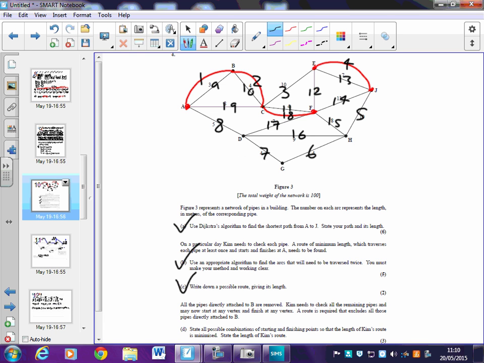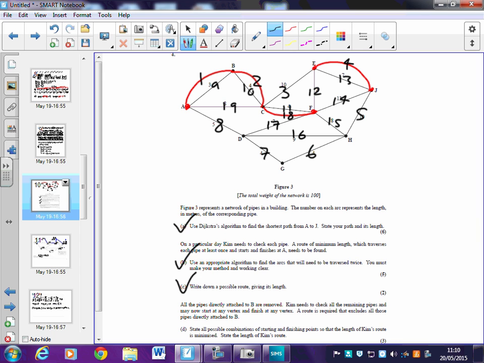Part C, done. Okay. All the pipes directly attached to B are removed, okay? Kim needs to check all the remaining pipes and may now start at any vertex and finish at any vertex. A route is required that excludes all pipes directly attached to B.